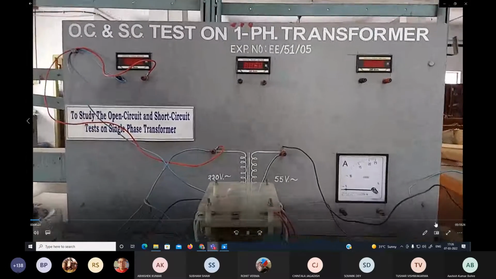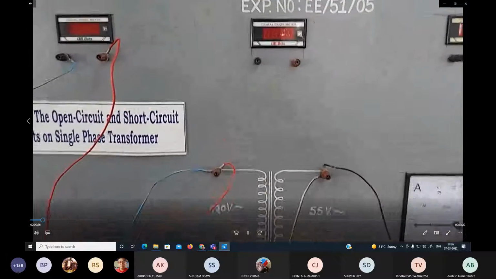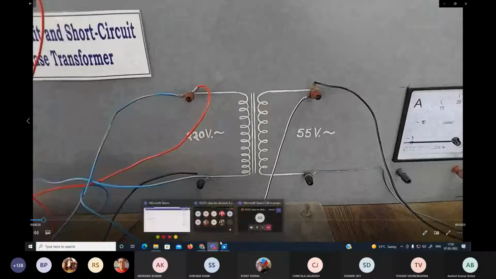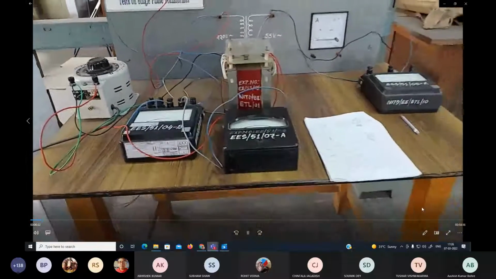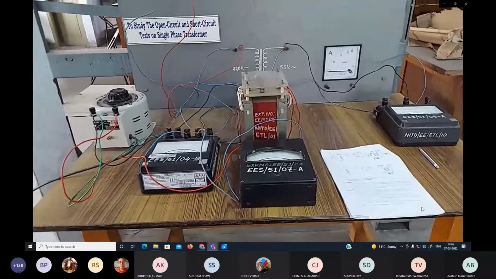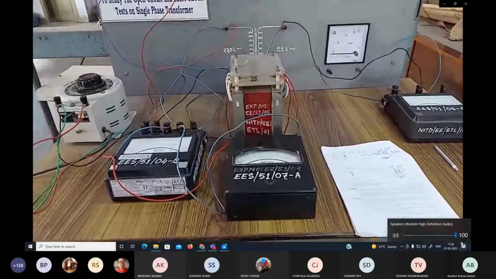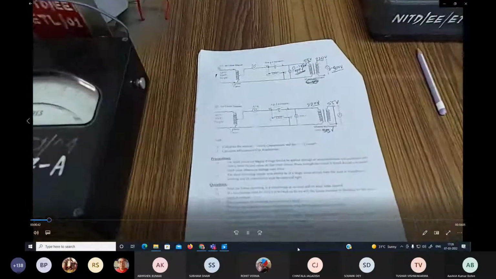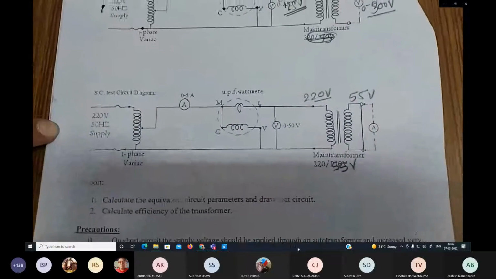So here you can see the panel board, and that panel board is suitable for understanding the connections. Near the panel board, the experimental table is there. We can see all the experimental components or instruments are connected already. We will be discussing how it has been connected. And the lab manual is there, so you will go through the lab manual and circuit diagram.